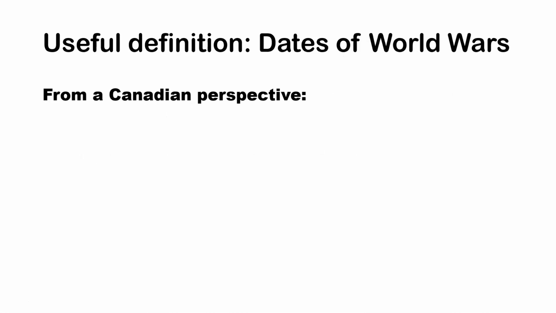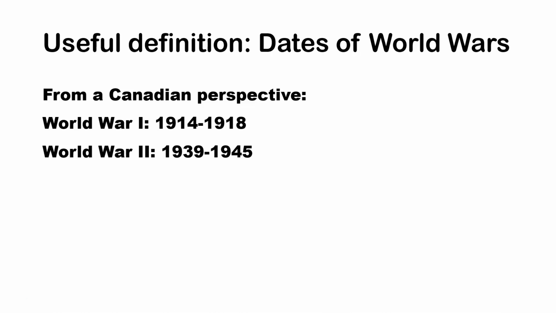And from a Canadian perspective, here are the dates of the world wars. World War I, 1914-1918. World War II, 1939-1945. I don't ask you to memorize a lot of dates in this course, but these are some dates that help you sort what happened before and after important parts of 20th century history. And sometimes people mix up World War I and II and think there were Nazis in World War I. Very important to remember there were no Nazis in World War I.